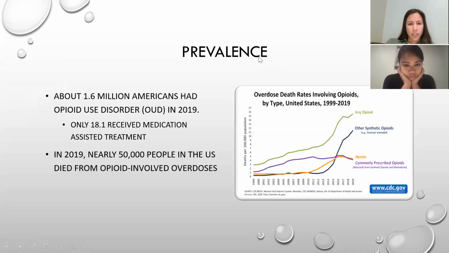So for the prevalence of opioid use disorder, in 2019, there were 1.6 million Americans, and this is a little bit lower. Actually, in 2017, it was 2.1. So that's good, but what's not good is only 18.1 percent received medication-assisted treatment. So it's a really low amount that are actually getting help with this issue. And then also in 2019, nearly 50,000 people in the US died from opioid-involved overdoses. So that's a big number that we can work on.